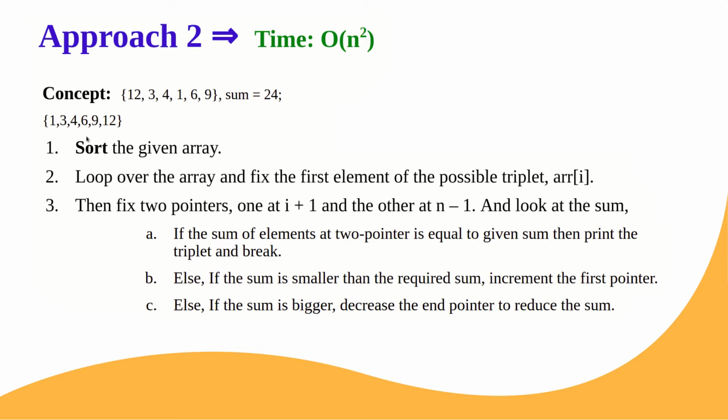So we check 4 plus 1 plus 12, which is 17. Again it is smaller, so move the pointer again to 6. 6 plus 12 plus 1 is 19. Again small, so move one ahead. It is 22. As you can see, no combination with this element fixed is possible, so this cannot be taken.